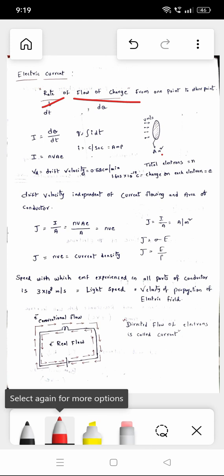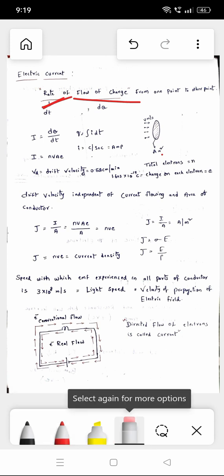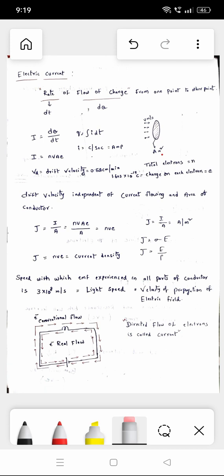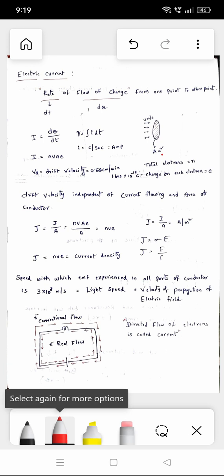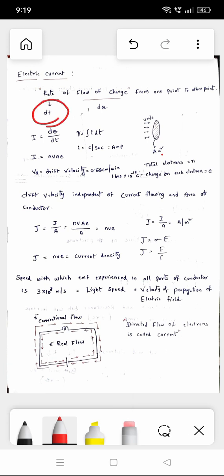The rate means d by dt. That means it changes with the time. That means the electrons are flowing with respect to the time. That means I is equals to dq by dt. I is equals to dq by dt. That means electric current means I is equals to dq by dt.